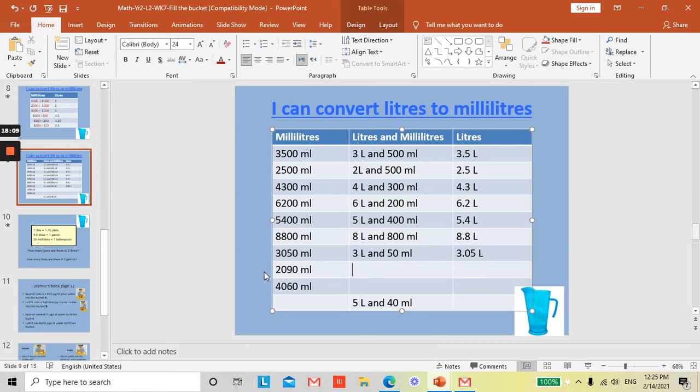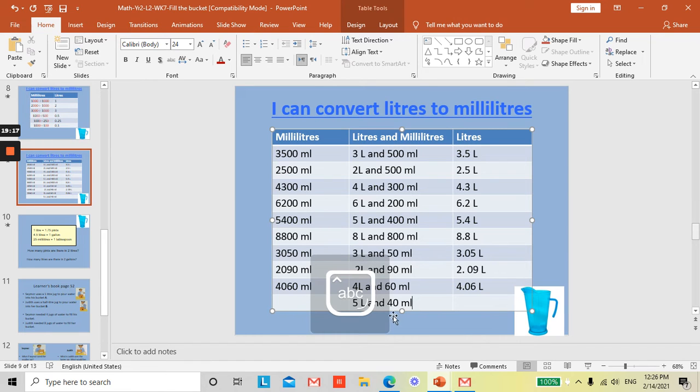Okay, we have 2,090. So we have 2 liters and 90 milliliters. 2 liters and 90 milliliters is the same as 2.09 liters. The last one we have is 4 liters and 60 milliliters, which is the same as 4.06 liters.